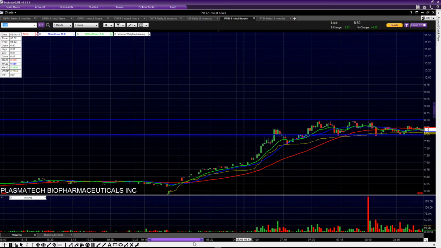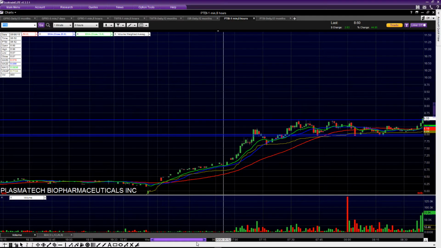So we'll just scroll over, watch this chart, see how this channel forms up, and it's respecting the channel, and then it breaks out.